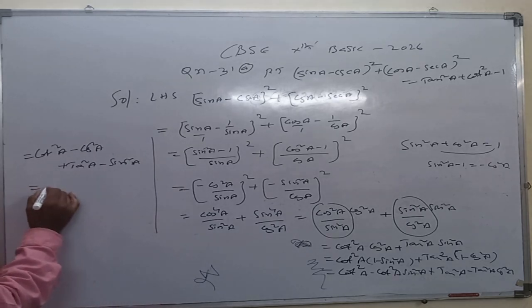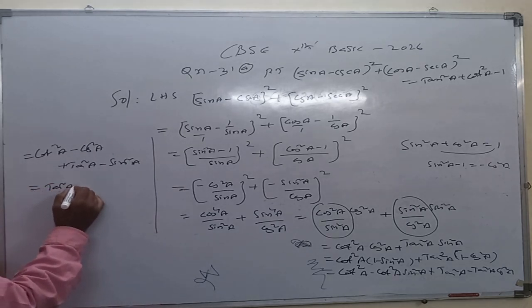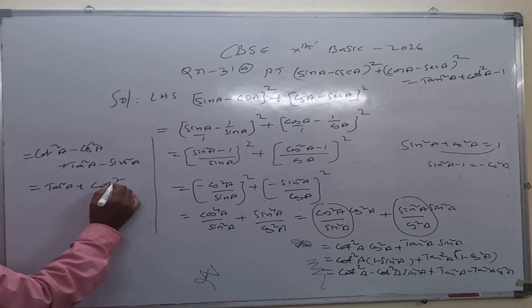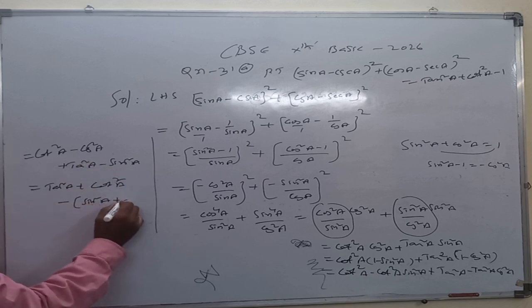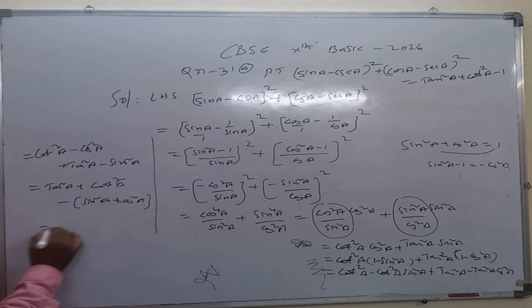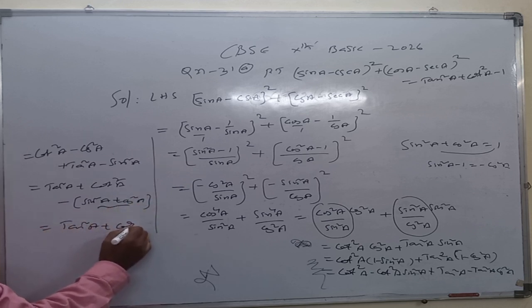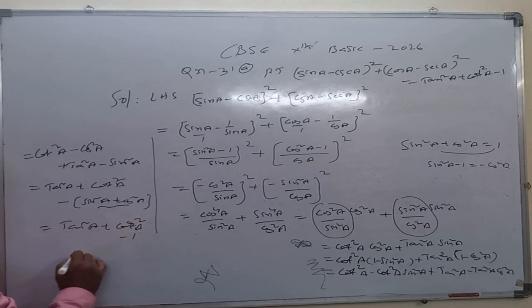So this is equal to tan square A plus cot square A, and you take negative of sin square A plus cos square A, which is equal to 1. So tan square A plus cot square A minus 1. So this is the problem.